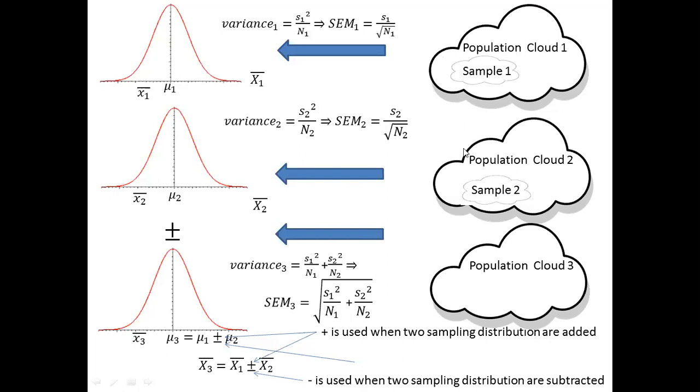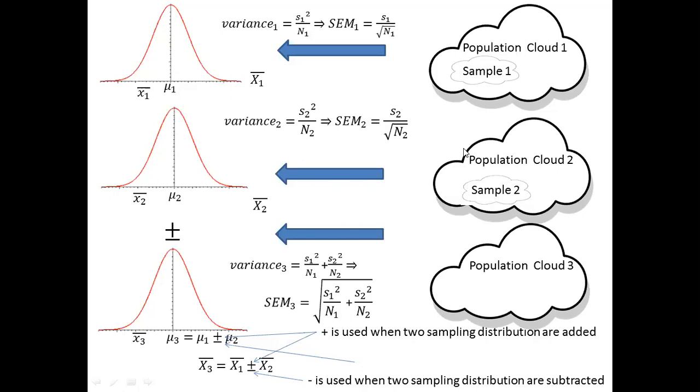Whether we add the two populations or we subtract the two populations, or put it in another way, whether we add the two sampling distributions of means or we subtract the two sampling distributions of means, we would obtain a new population. That is what we call the population cloud 3. In other words, we would obtain a new sampling distribution of the mean, which we called capital X3 bar.